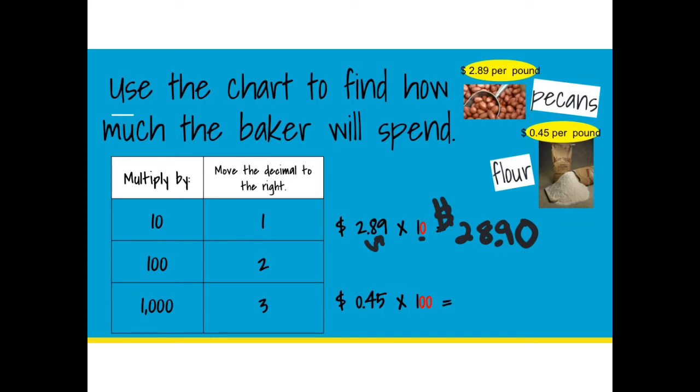When we take a look at how much he'll spend on flour, again, we're going to look at where the decimal is in 45 cents. And he's buying 100 pounds of it, which means there are 2 zeros. I'm going to move it 2 spots. So my answer becomes $45. He will spend $45 on flour.